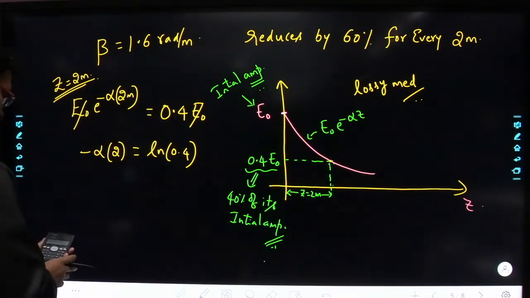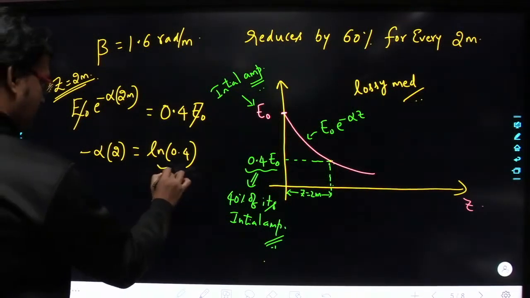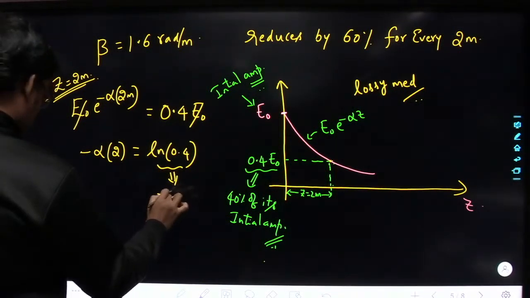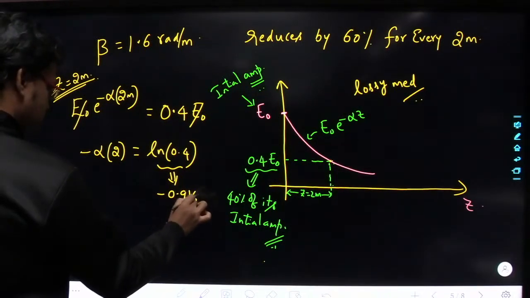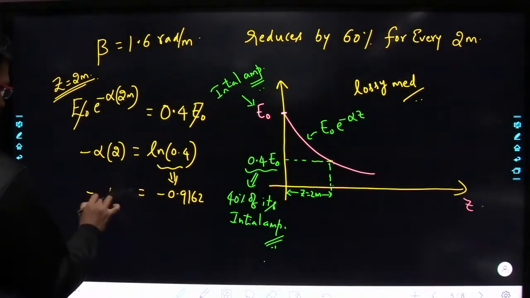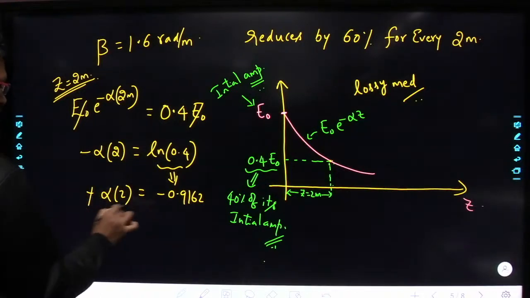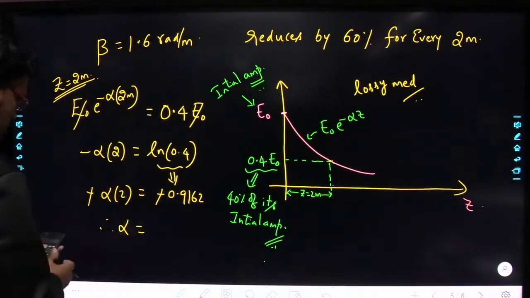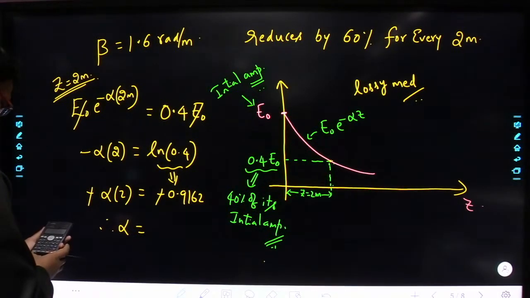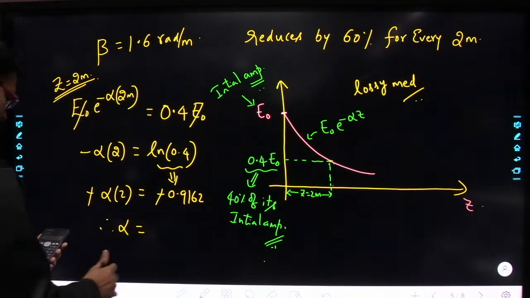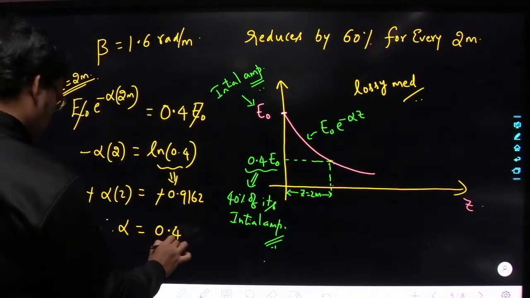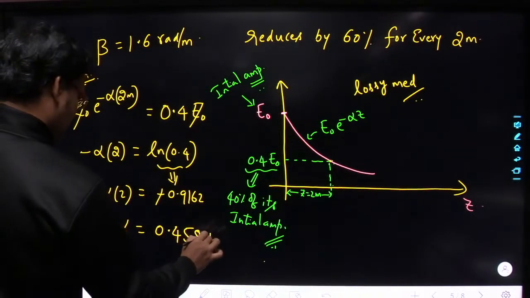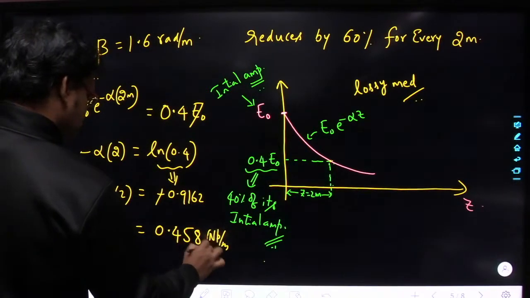So ln of 0.4, you will get minus 0.9162, and here minus alpha into 2. Minus minus will get cancelled. So therefore alpha is equal to 0.458 Nepers per meter. This is the alpha value.